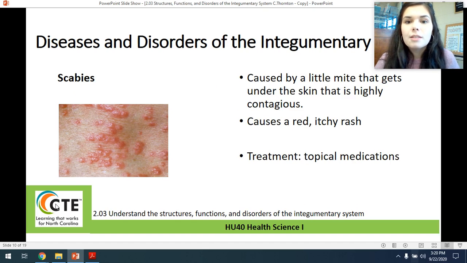Next, we have scabies. Scabies is caused by a tiny mite that gets under the skin and is highly contagious, and it causes a bunch of red, itchy rash all over the skin. Typically, scabies is treated with a topical medication, and topical just means that it's an ointment or a cream or something that you put on the outside of the skin, not something you take orally.